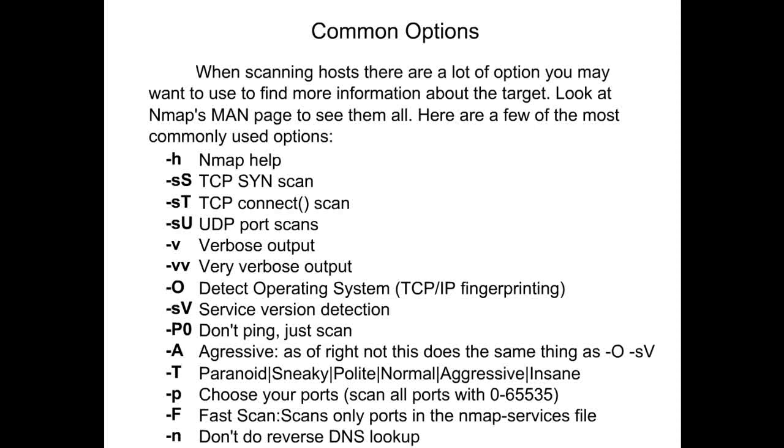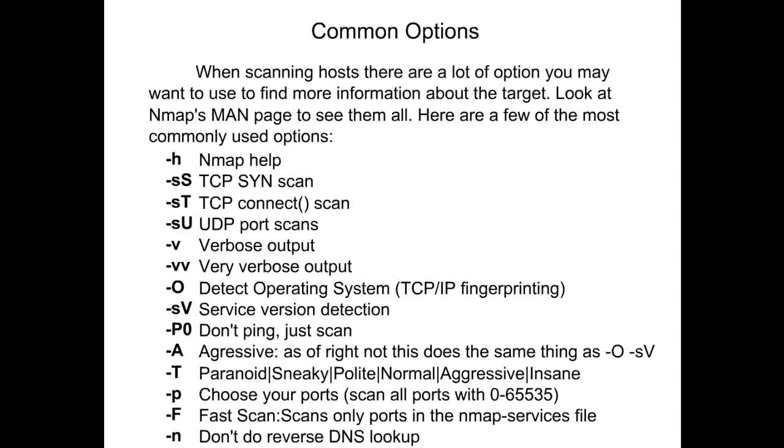-A stands for aggressive, advanced, or additional. Fyodor hasn't exactly made up his mind what it is yet. In the current version of Nmap, using the -A is the same as using both the -O and -sV at the same time, but extra functionality may be added into later versions of Nmap.